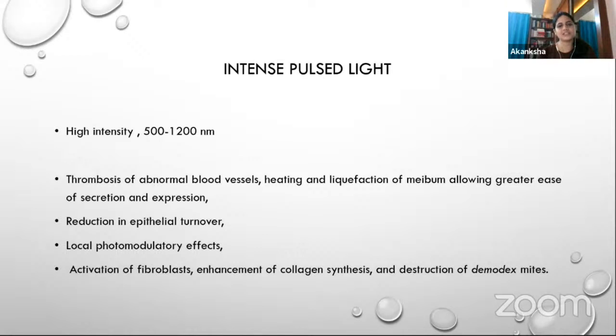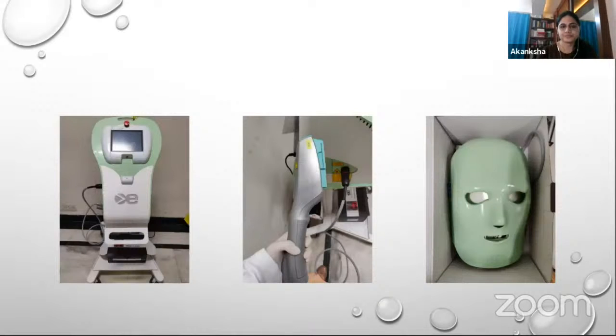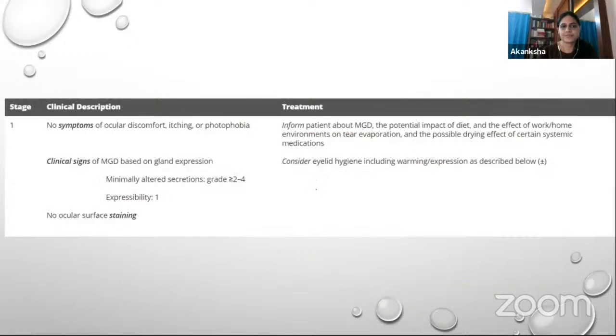But it has also been seen that this light of this high intensity gets absorbed by the oxyhemoglobin that is present in the inflamed vessels which are present on the lid margin. And this causes thrombosis of those blood vessels. So when the vessels get blocked, there is obviously a decrease in the inflammatory mediators that are getting to the lid margin, and that helps in reducing the disease severity. It also reduces the epithelial turnover, and in cases where there are Demodex mites, it may also destroy those as well. So this is the machine where there is a mask as well as a probe available, and these deliver basically the high intensity light to the eyelids.